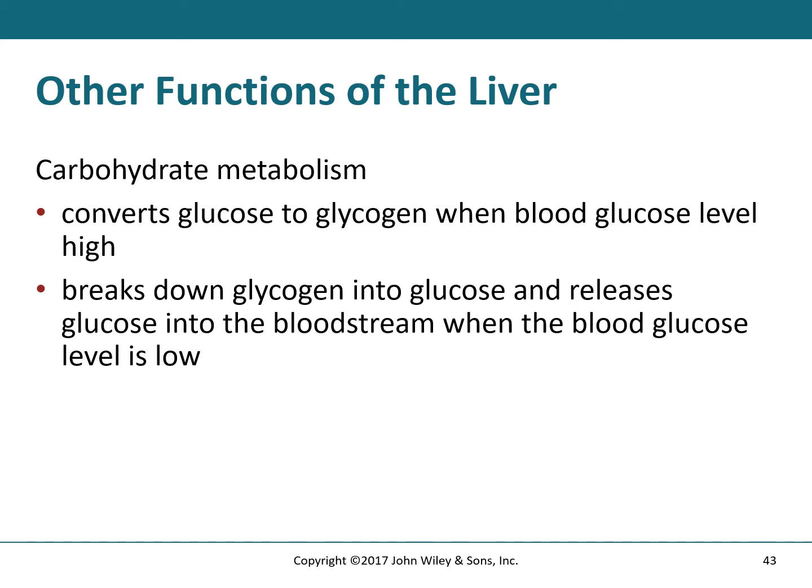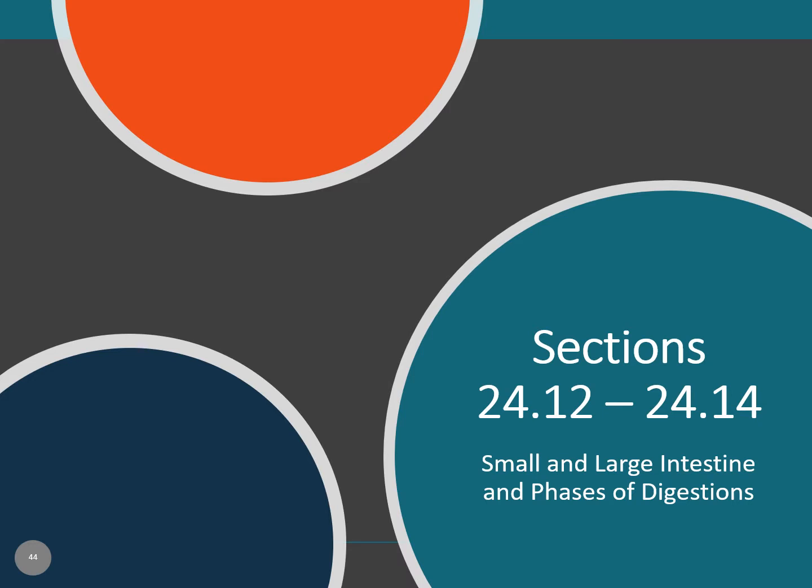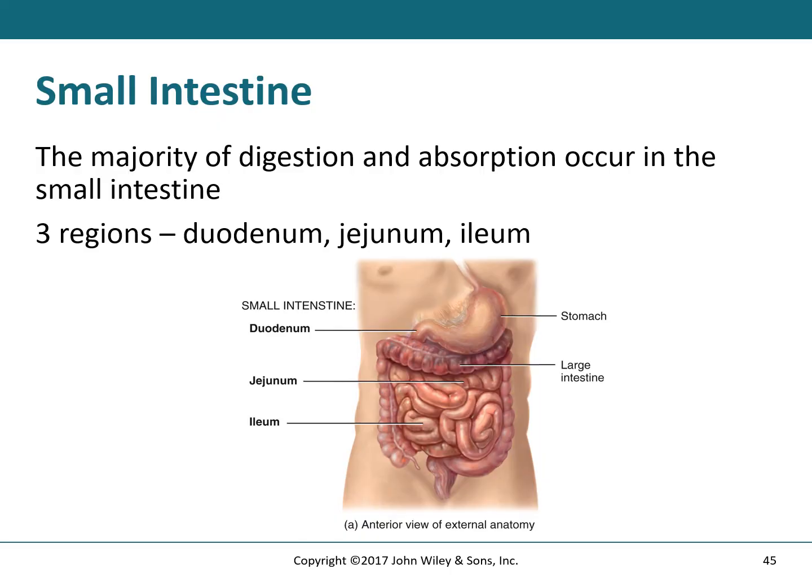Now we're going to cover sections 24.12 through 14, and this is going to be the small and large intestine and phases of digestion. The small intestine is where the majority of digestion and absorption occur, and it has three regions. The first region is called the duodenum, or you can also say duodenum. Both are correct. Then jejunum, and finally ileum. And the ileum is what it connects to the large intestine.